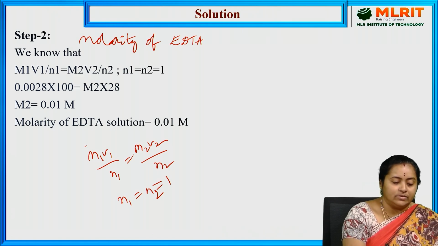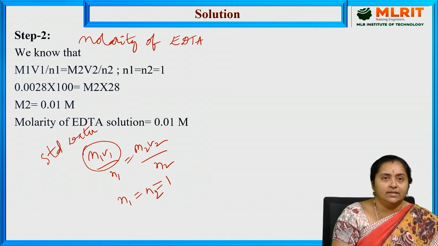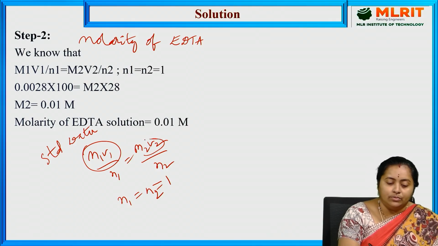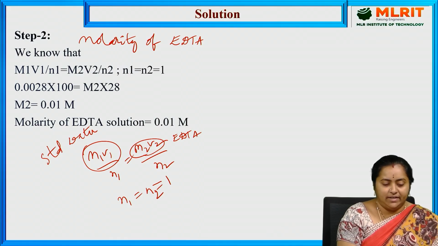So what is M1? Number 1 always represents standard water. It is meant for representing standard water. Number 2 always represents EDTA in this experiment. So what will be M1? Molarity of standard water. In step 1 we got its answer.